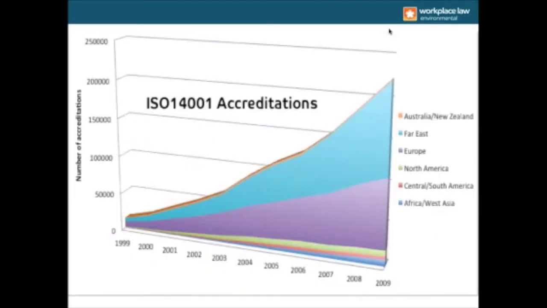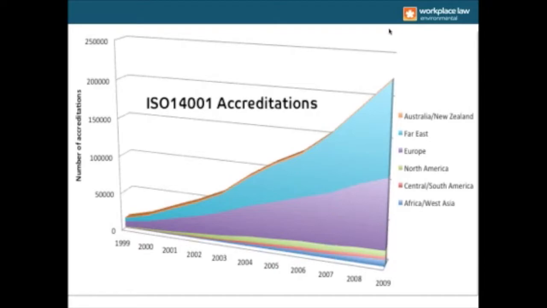This figure here shows ISO 14001 accreditations. So these are systems which have been put in place and they've had an external body come in and accredit the environmental management system, hence this information is available. As you can see from the graph, it runs from 1999 to 2009, and the growth has been immense. It's gone from less than 10,000 accreditations in 1999 to the end of the decade of more than 200,000. The largest growth has been in the Far East, and with a similar amount of growth also in Europe.